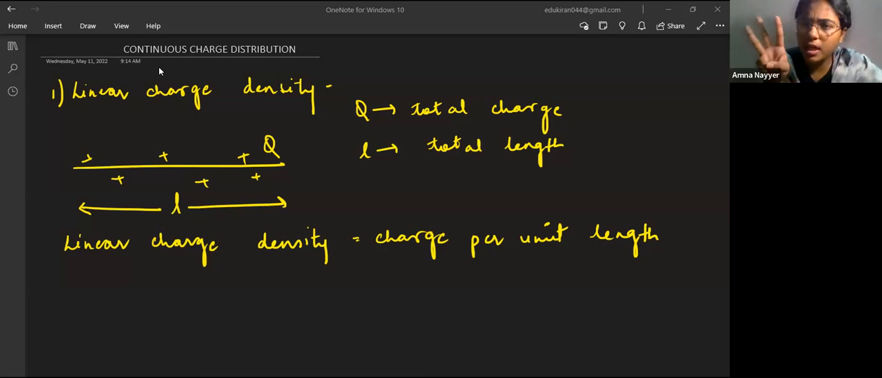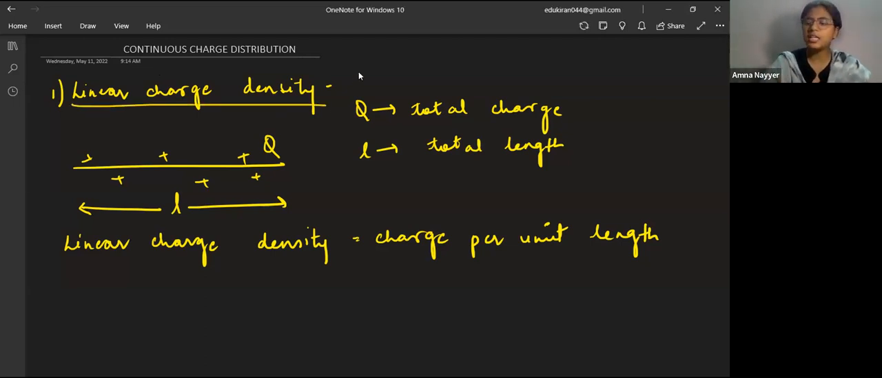See, three types of continuous charge distributions are present. One is when charge is distributed on a line, that is linear charge distribution. This is the first one. If charge is distributed on some area, so that we say is surface charge distribution. If charge is distributed over a certain volume, let's say a sphere is there, charge is distributed over it, so that is volume charge distribution.